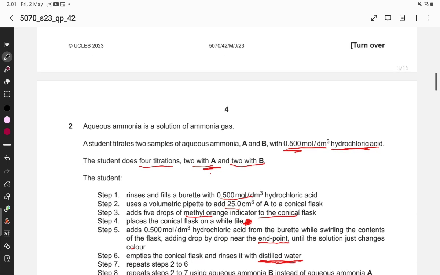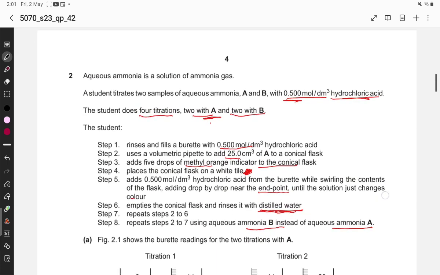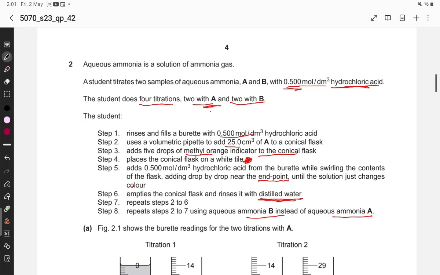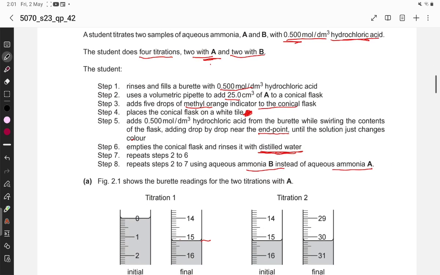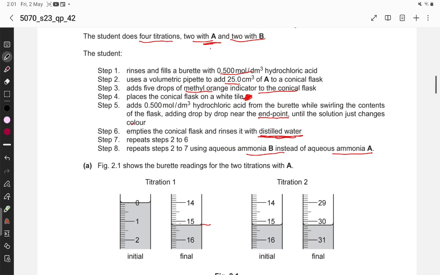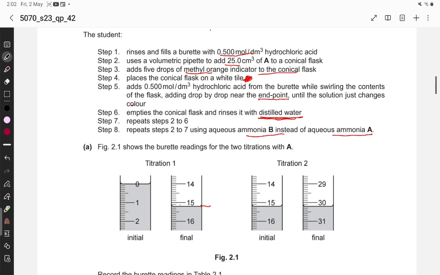Question number 2. Ammonia. Aqueous ammonia is a solution of ammonia gas. A student titrates 2 samples of aqueous ammonia, A and B, with 0.500 mole per dm cube hydrochloric acid. The student does 4 titrations, 2 with A and 2 with B. Step 1. Drains and fills a burette with 0.500 mole per dm cube hydrochloric acid. Step 2 uses a volumetric pipette to add 25 centimeter cube of solution A to a conical flask. Step 3. Add 5 drops of methyl orange indicator to the conical flask.